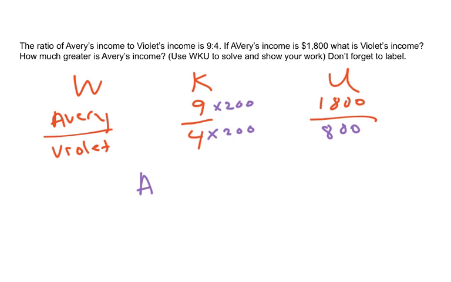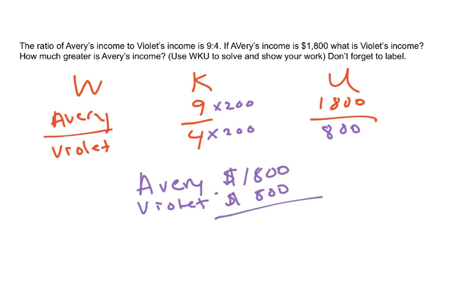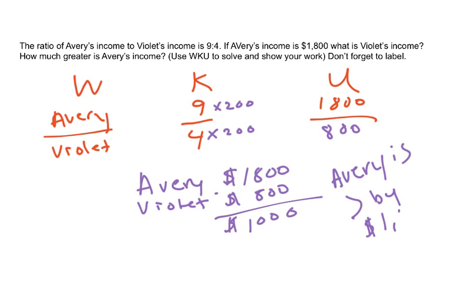So Avery makes $1,800. Violet makes $800. Therefore, when I subtract those, I'm going to get $1,000. So Avery's income is greater than Violet's by $1,000. So that's how you would solve that one.